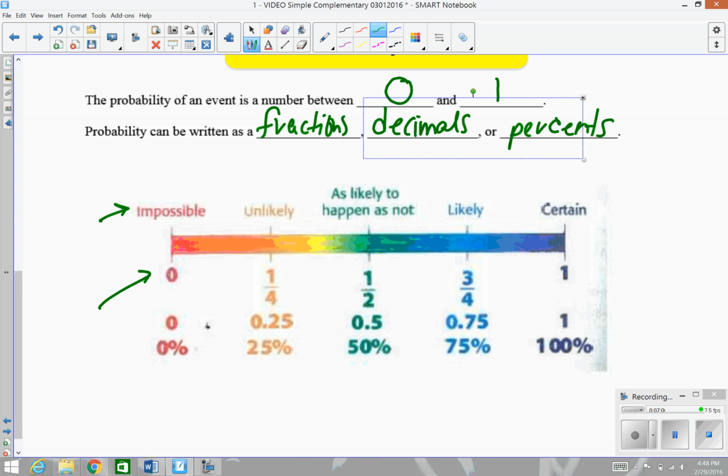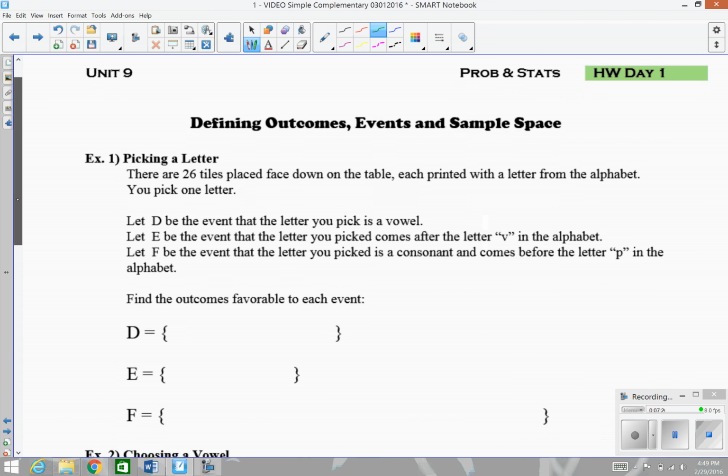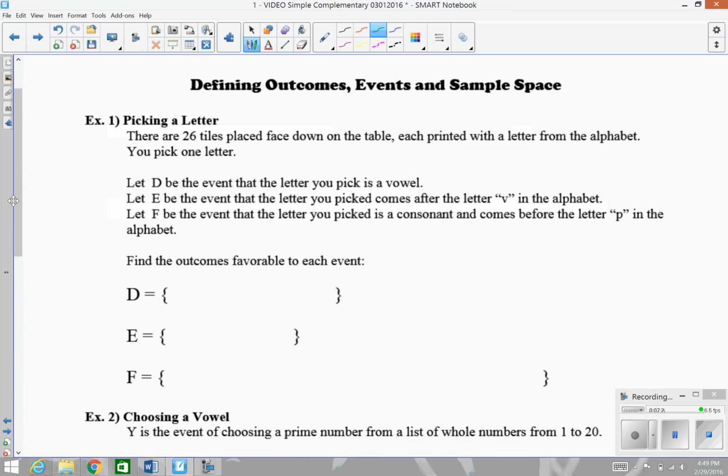And then for something to be certain, it has a probability of 1 or 100%. It's like having one whole. It could be something like, what are the chances that you're in 7th grade right now? 100%. It's certain. It's guaranteed. Go ahead and flip the page. So now we'll do a real quick practice before we really start solving probabilities.